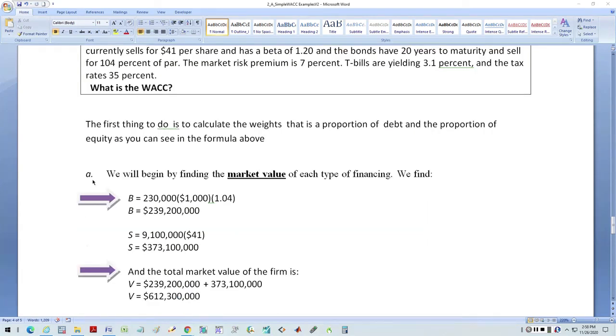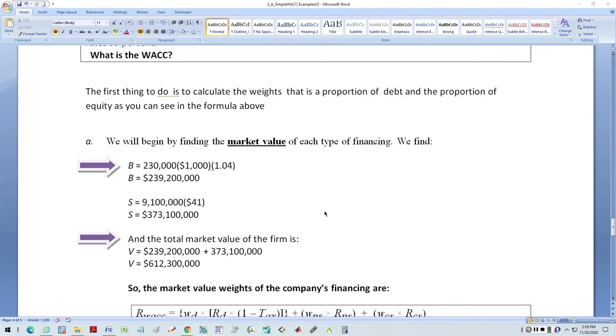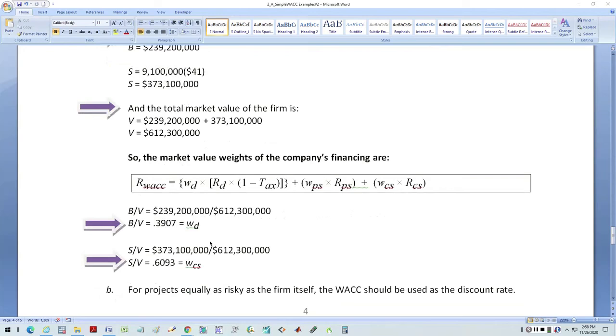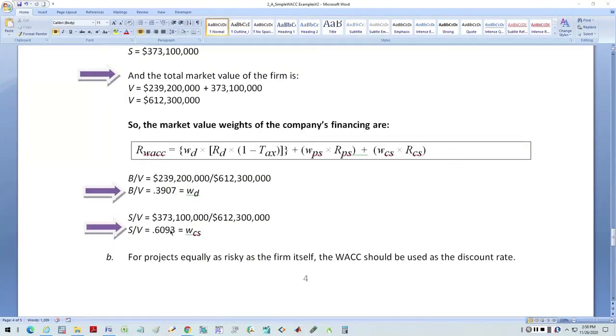So you can see the market value of the bonds, and then similarly we find the market value of the stock, 9.1 million times $41. And we calculate total market value by adding the market value of bonds plus stocks. Then we find the weights. The weight for bonds, or the proportion of debt, is about 39.07%, and the proportion of stock, or weight of common stock, is about 60.93%. What we're basically doing is taking the market value of the bonds and dividing it by the total market value, and taking the market value of stock and dividing it by the total market value.